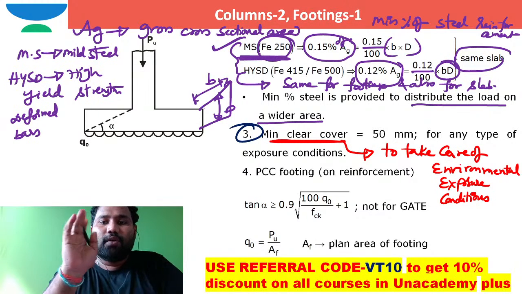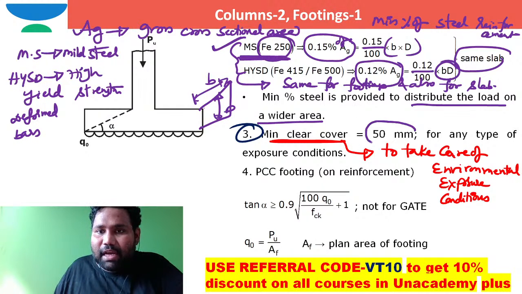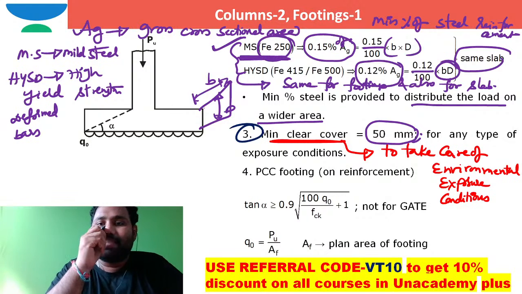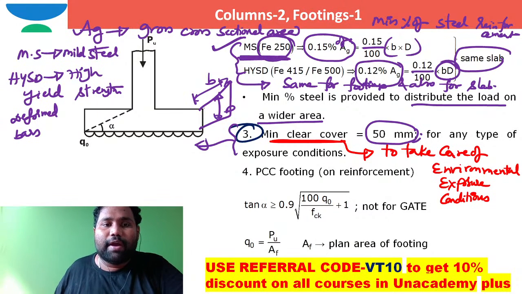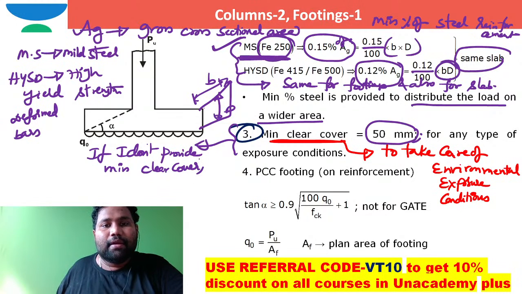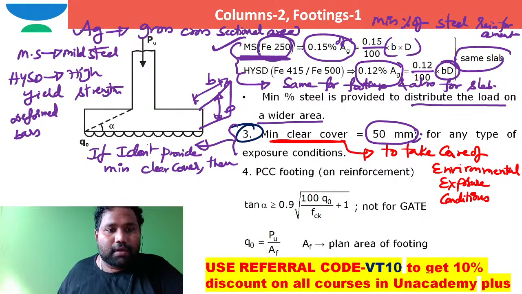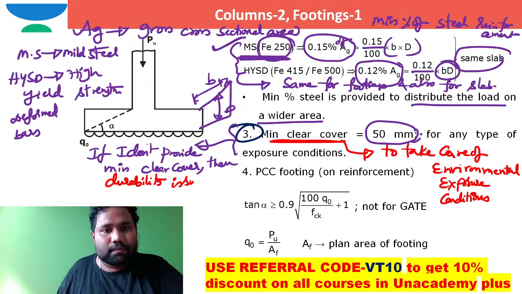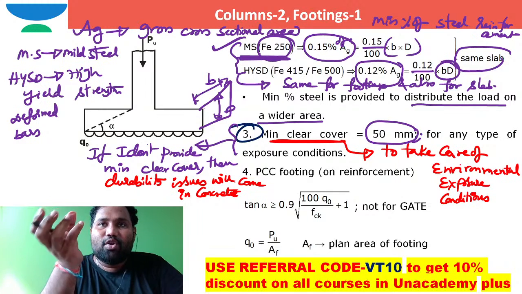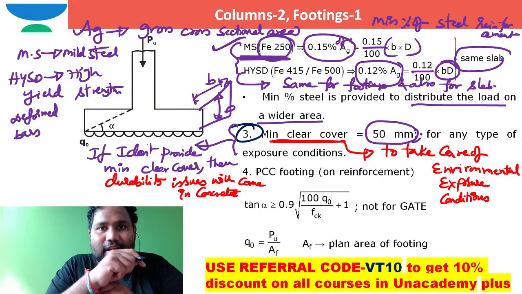So if I don't provide this minimum 50 millimeter cover, what is going to happen? Then durability issues will come in concrete. Some people will also ask, sir, how will these durability aspects come when I don't provide the minimum clear cover?